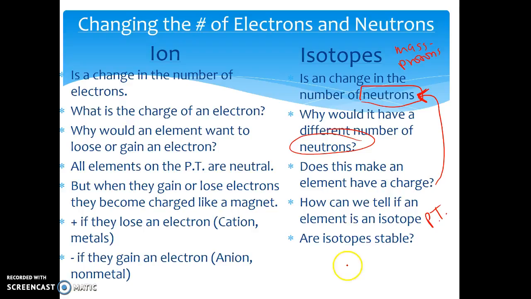Are isotopes stable? No. And they're not stable when the protons do not equal the neutrons. They should all match in number.